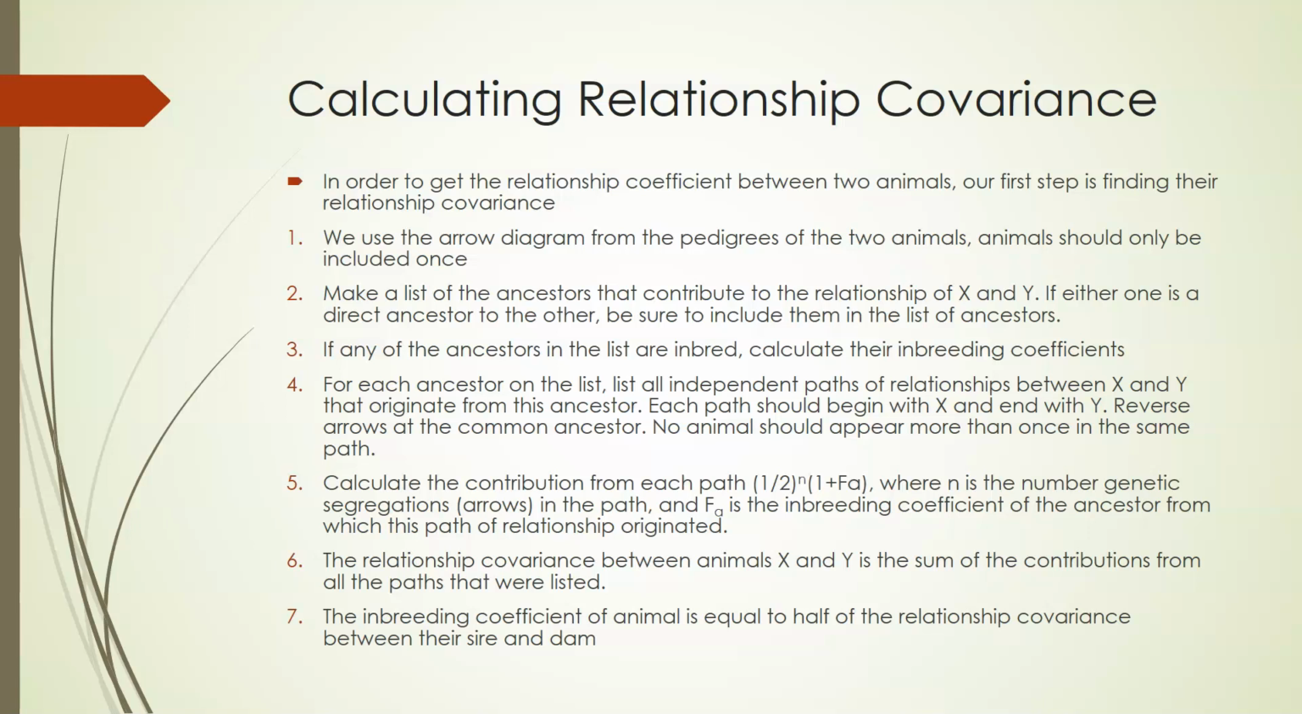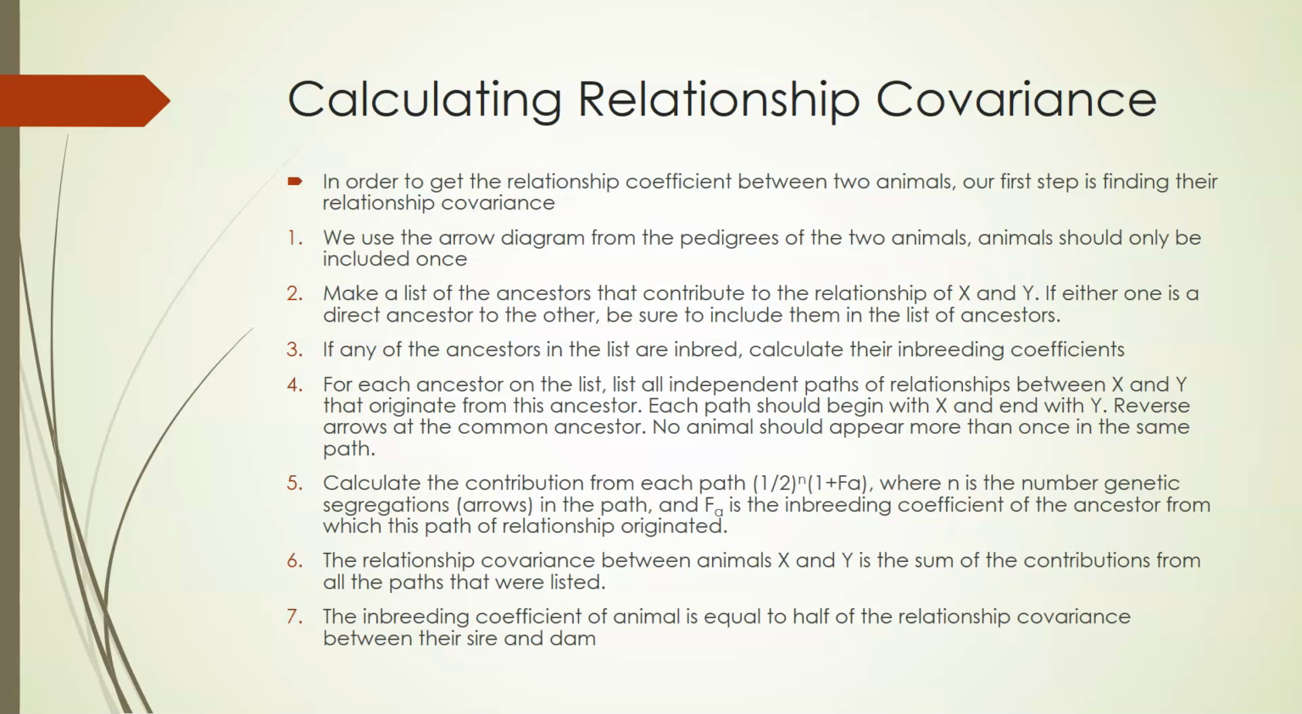I'll quickly go through these because I'm going to flesh them out. First of all, we use an arrow diagram from the pedigrees of the two animals. Animals should only be included once on there. Second, we make a list of the ancestors that would contribute to the relationship of X and Y. Basically, what are their common ancestors? What animals in that arrow diagram do X and Y have in common? It could be as simple as X and Y being out of the same sire, and you'll see an example in just a second. If either one is a direct ancestor to the other, like if X is the sire to Y, we also include that on the list of ancestors.